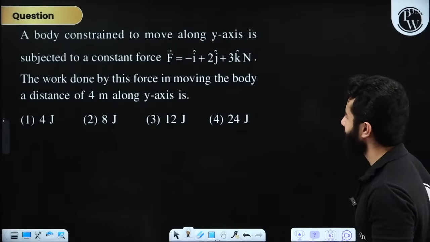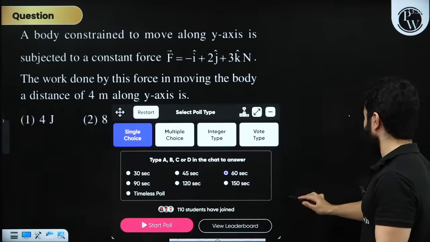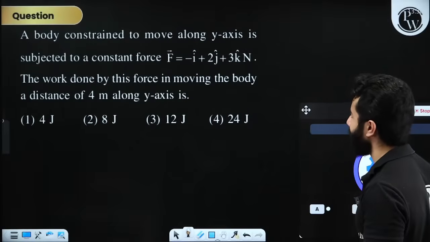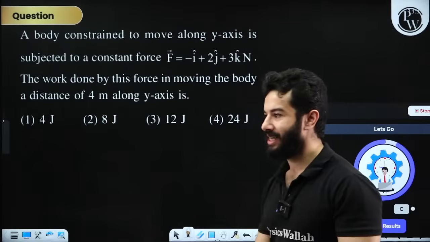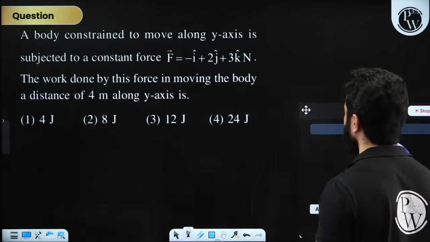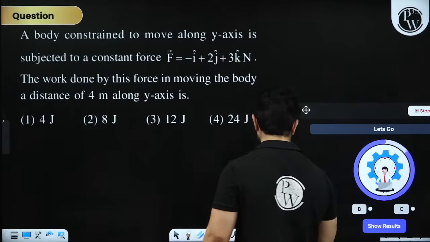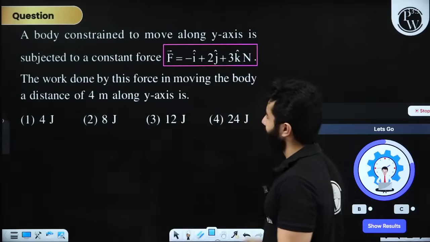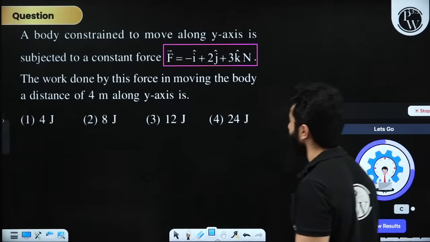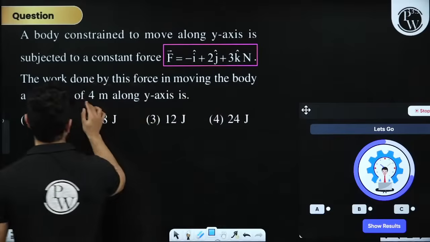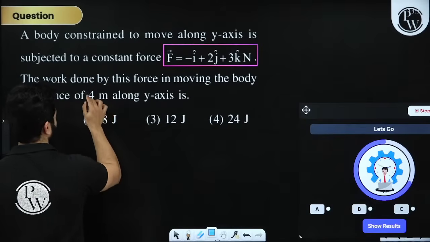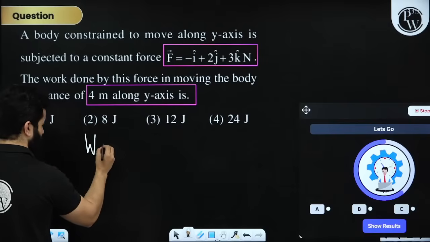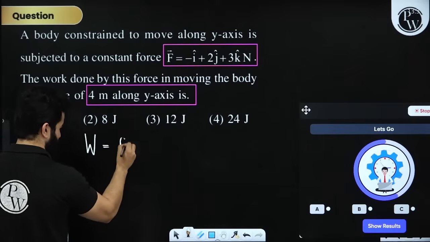This is very easy. Still, I'm going to give you a poll for this. Let's start. They are talking about work done. A body constrained to move along the y-axis is subjected to a constant force of this. And then they are saying, work done by this force in moving a body a distance of 4 meter along the y-axis.